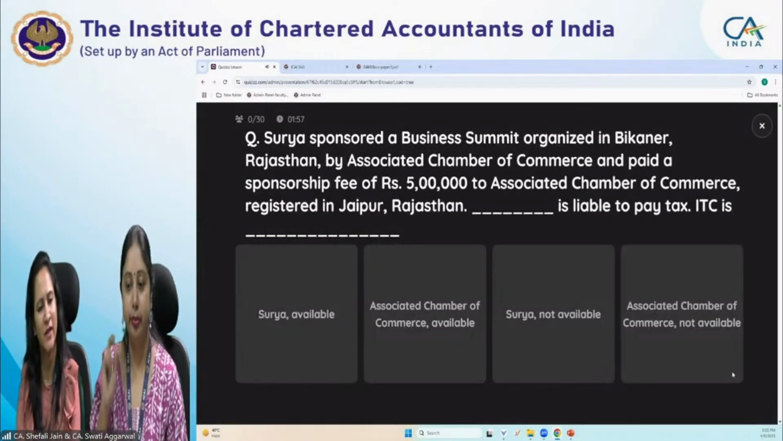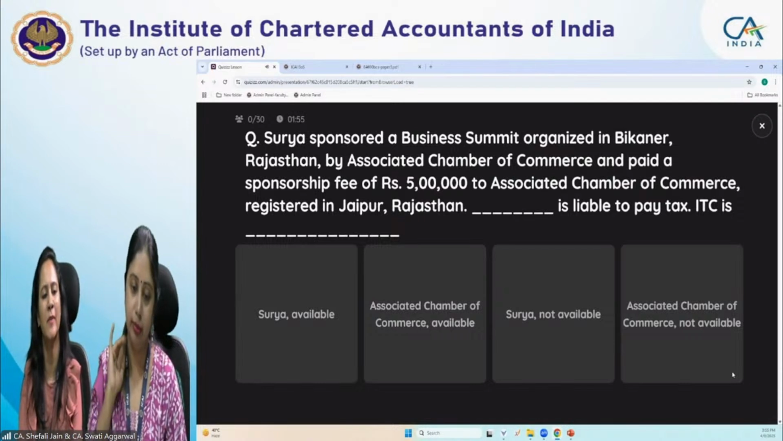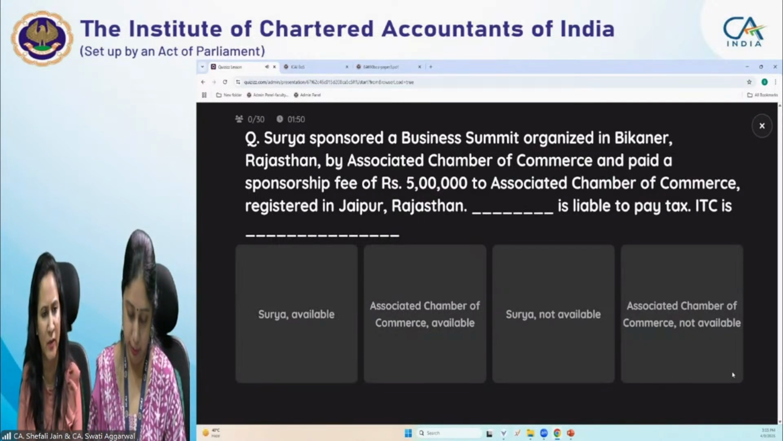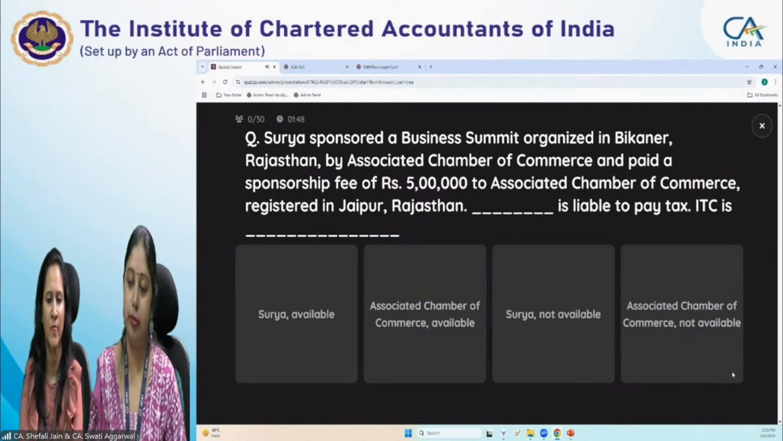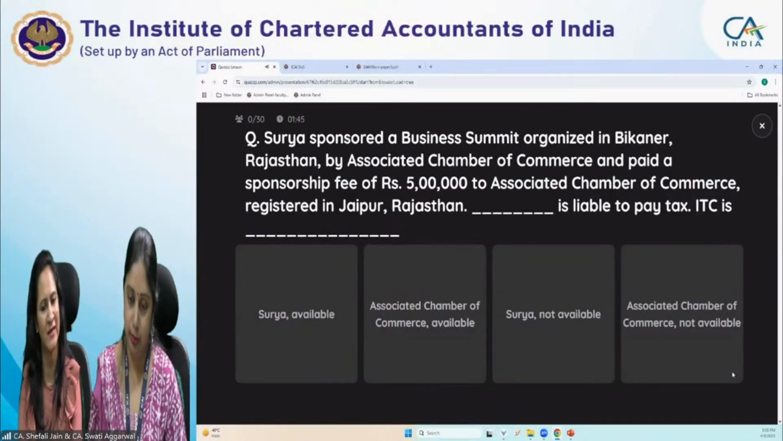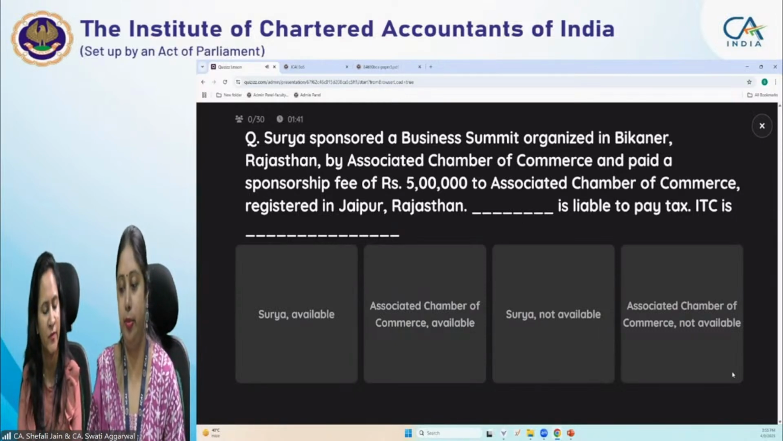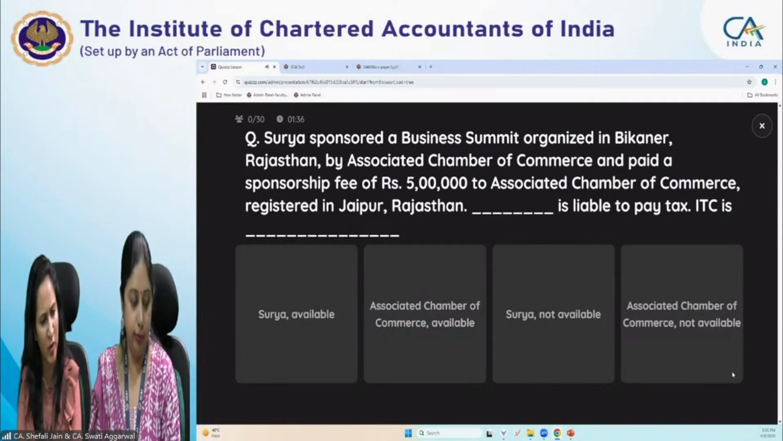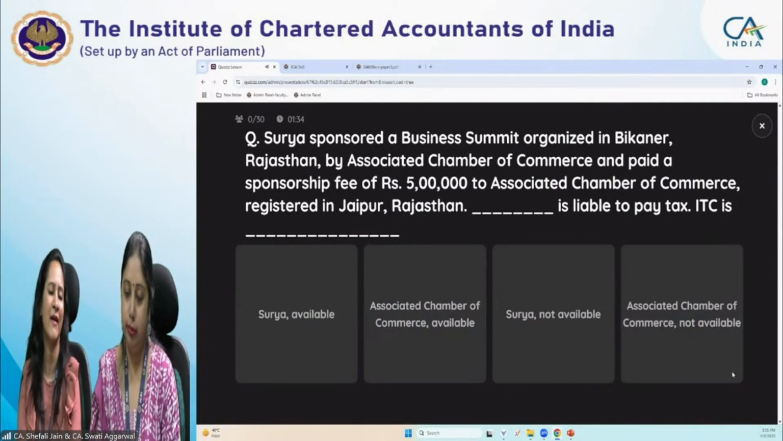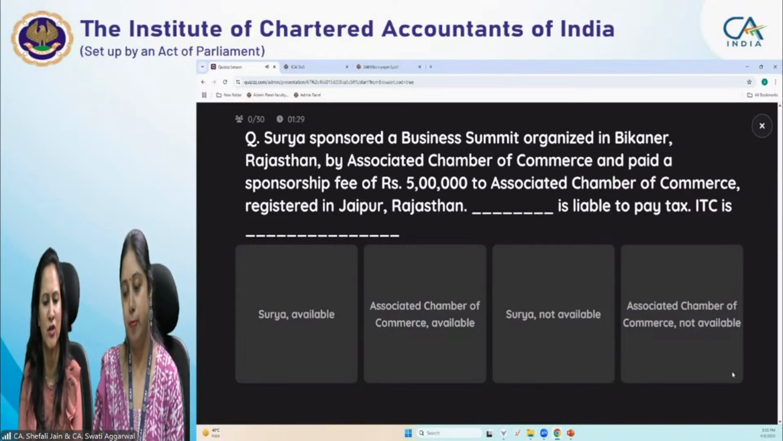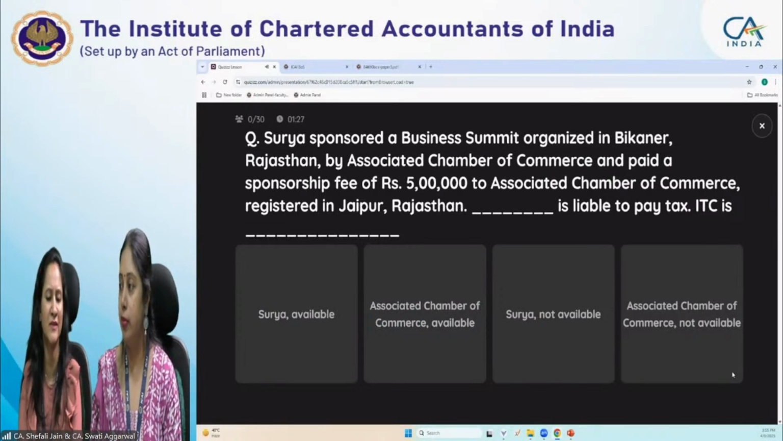Surya has sponsored a business summit organized in Bikaner, Rajasthan by Associated Chamber of Commerce and paid a sponsorship fee of rupees 5 lakh to Associated Chamber of Commerce registered in Jaipur, Rajasthan. Now, who is liable to pay tax and ITC is available or not? These are the 2 questions you have to answer. Option A, Surya is liable to pay tax, ITC available. Option B, Associated Chamber of Commerce is liable to pay tax and ITC available. Option C, Surya is liable to pay tax, ITC not available. Option D, Associated Chamber of Commerce is liable to pay tax, ITC not available.